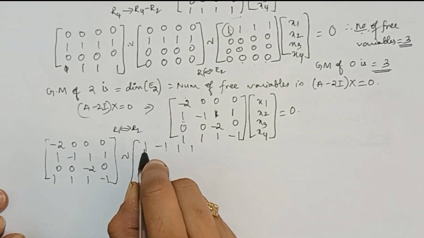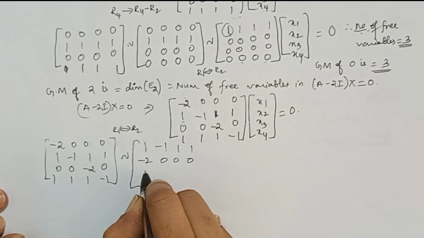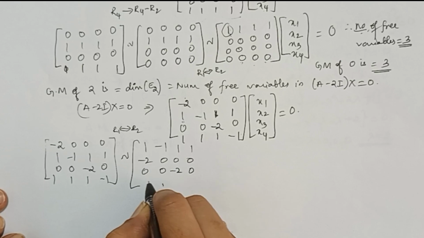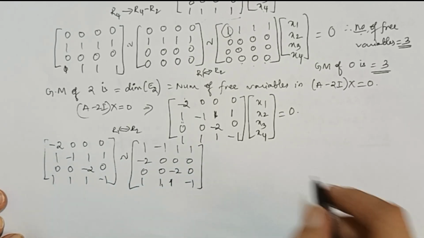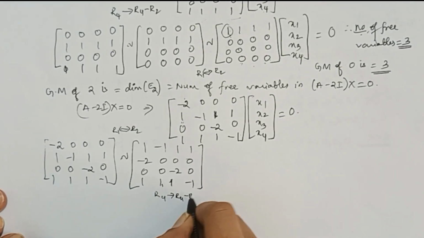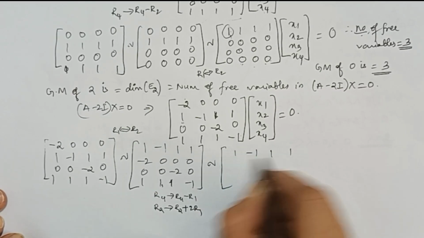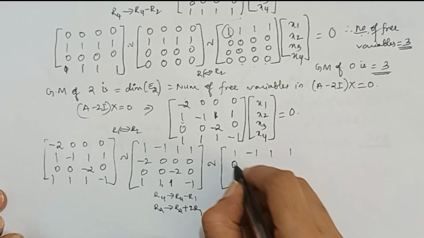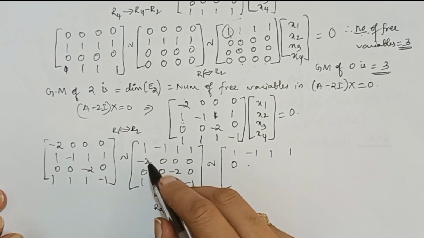So, that first non-zero entry is 1. Minus 2, 0, 0, 0. Then 0, 0, minus 2, 0. 1, 1, 1 minus 1. Next, I will apply the operation R4 changes to R4 minus R1. Then R2 changes to R2 plus 2 into R1. So this becomes 1 minus 1, 1, 1. Minus 2 plus 2, it is 0. Then it is R2 plus 2 into R1.